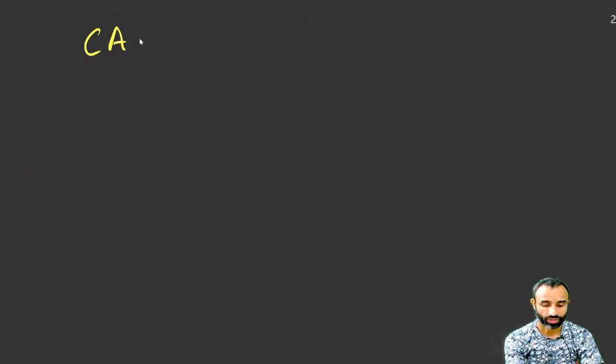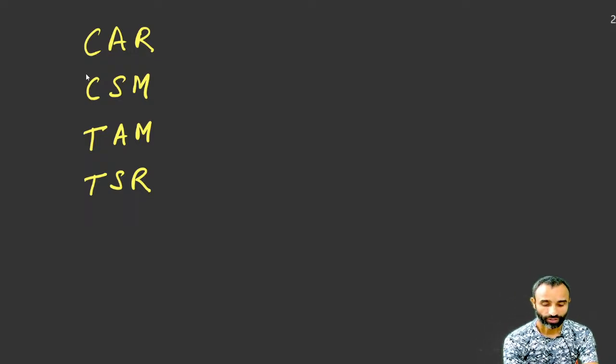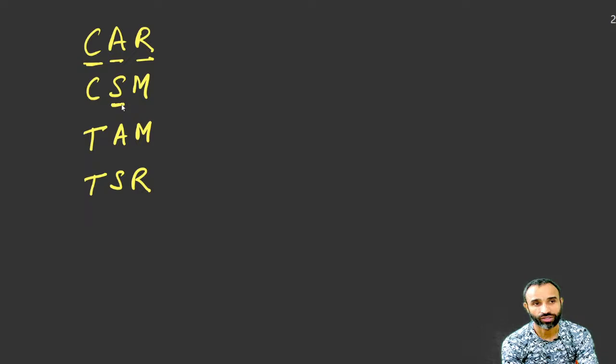So CAR, CSM, TAM, TSR. So see, cis anti gives racemic. If we replace cis anti by cis syn, syn means same side, so we get meso. See, it is anti. We replace cis by trans, so R becomes M.